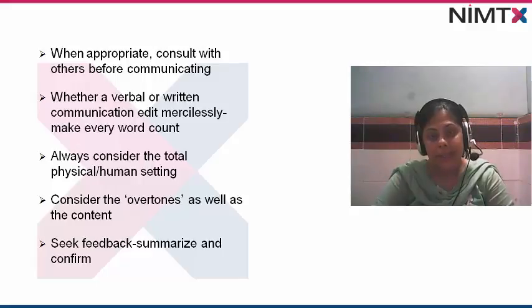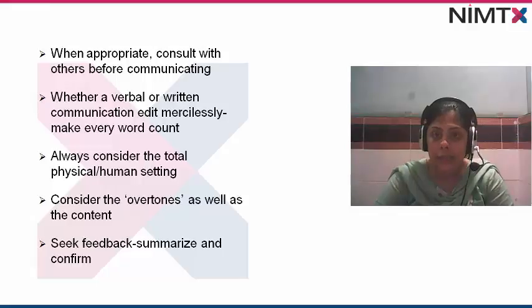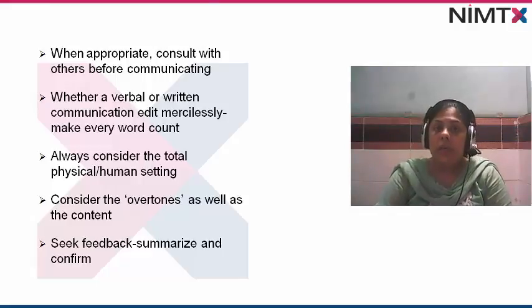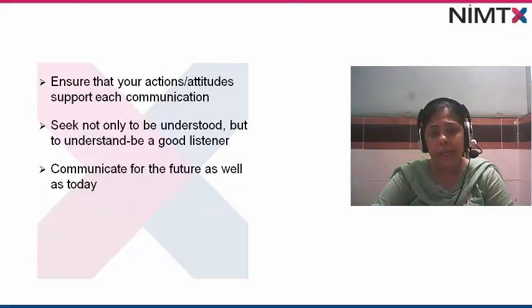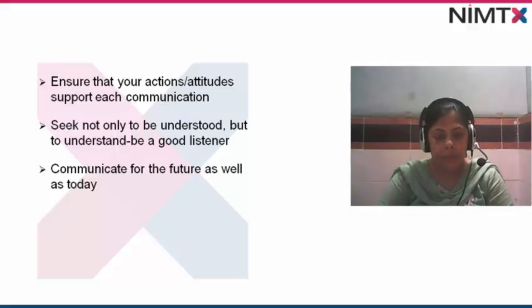Seek feedback, summarize and confirm. Definitely, as I mentioned earlier in our last chapter, feedback is very important because that would let the sender know whether the receiver has received the message and has interpreted it correctly. Ensure that your actions and attitudes support each communication. Seek not only to be understood but to understand. Be a good listener. Yes, definitely. If the sender is sending and wants the receiver to understand and interpret it correctly, they should also be a good listener. They should be ready for feedback. Communicate for the future as well as today. We all understand that?